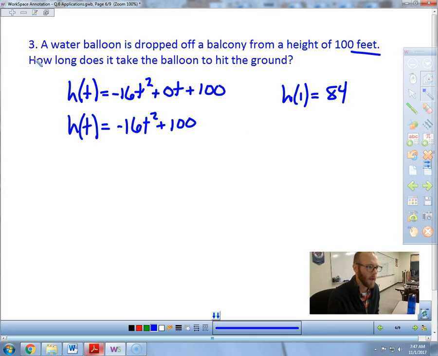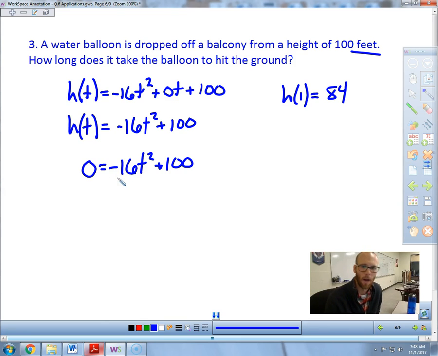Nice. What am I asking here though? How long does it take the balloon to hit the ground? How do I use this to figure out how long it takes to hit the ground? Well, what do I know when it hits the ground? I know that its height is 0. 0 equals -16t squared plus 100. Is that an equation that we can solve for t? You bet, absolutely it is.